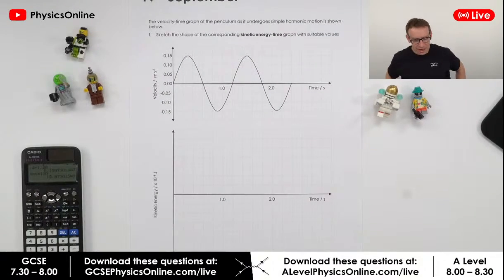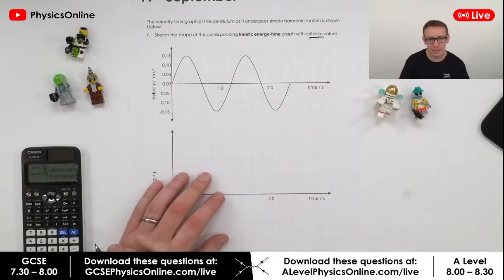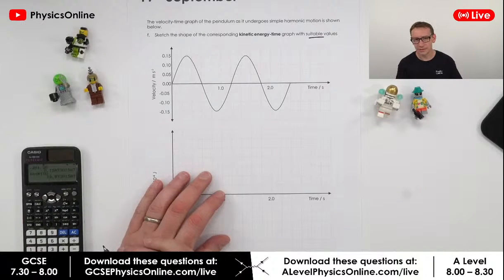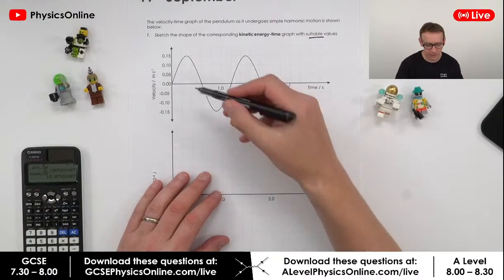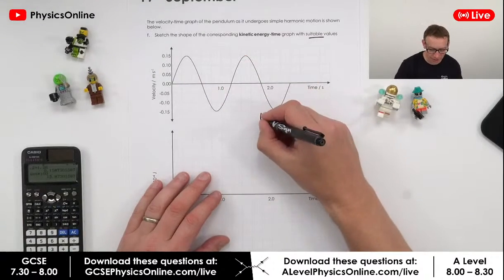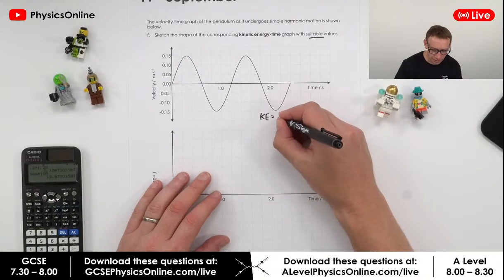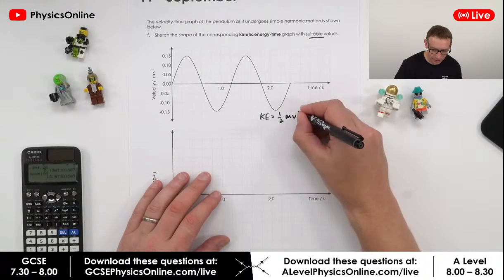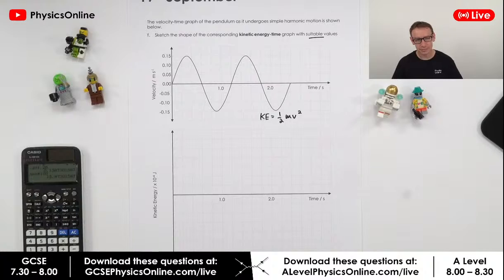Right. Sketch the shape of the corresponding kinetic energy time graph with suitable values. So we need to know some suitable values. Of course, if you want to work out the kinetic energy, we do that using a half mv squared.